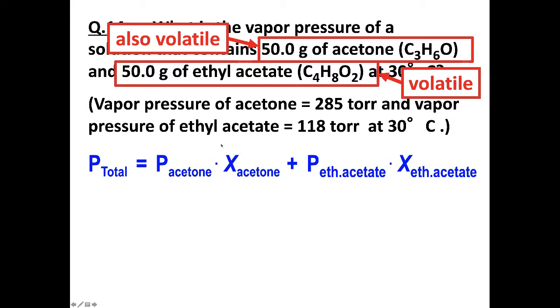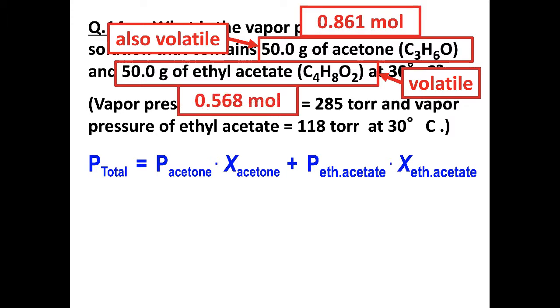That's the vapor pressure due to just the acetone. And then we also have to add the vapor pressure of the ethyl acetate times its mole fraction. And so that gives us the contribution to the vapor pressure of the ethyl acetate. So it should be pretty easy to convert grams into moles. Acetone is 0.861 moles. Ethyl acetate is 0.568 moles.